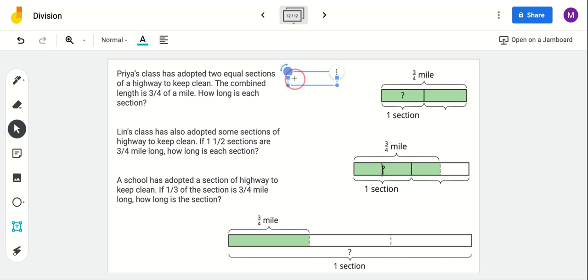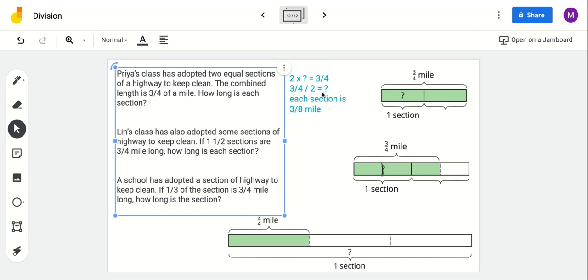All right, so we can write a multiplication problem here. We have 2 sections. We're not sure how long the sections are, but we know that together they equal 3/4 of a mile. We can also write a division problem for this. 3/4 of a mile divided by 2, because there's 2 sections, equals the length of each one of those sections. So half of 3/4 is 3/8. So each of those sections is 3/8 of a mile.